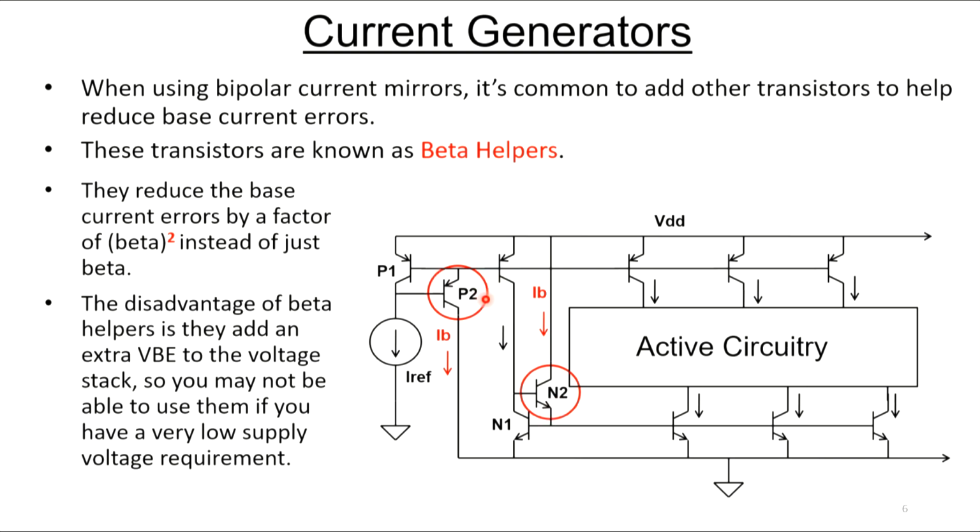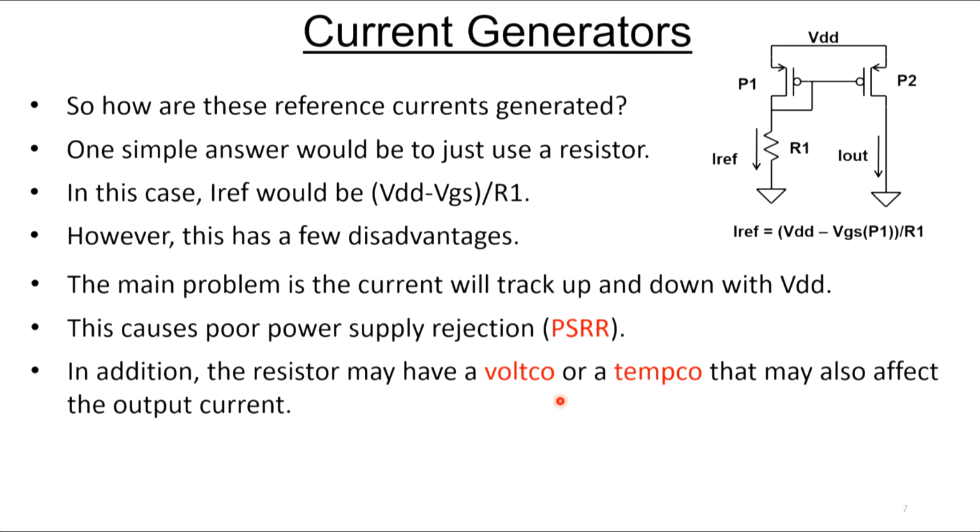I've added those in here, and you can see what they do is they take all that base current, and instead of shunting it, in this case to the reference current, we're shunting it down to ground, or we're pulling it off the supply. This reduces the current error by a factor of beta squared, instead of just a factor of beta. The disadvantage of these beta helpers is they add an extra VBE. If you're going to use these with very low power supply requirements, you might have a problem. Most of the time you'll be able to use these, but I just wanted to mention what they're called and how they're used.